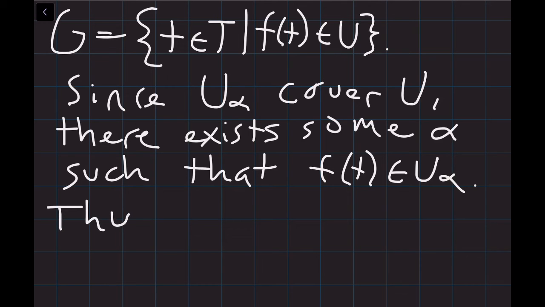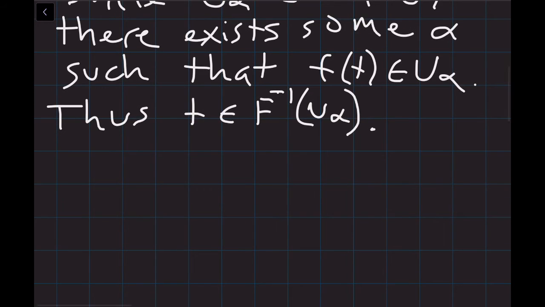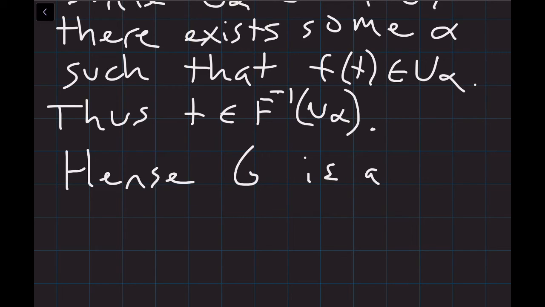Thus, small t is an element of the pre-image of U sub alpha. And that gives us that G is an open cover of our domain T.